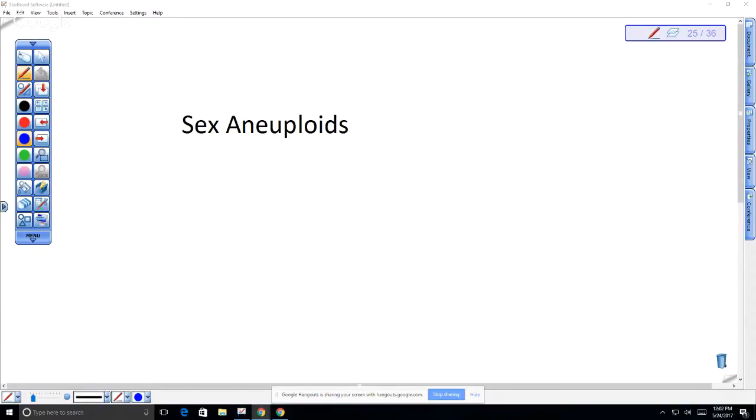We were talking about abnormal chromosome number, and so that is what is referred to as being aneuploid. So A means without a good number of chromosomes. And we talked about Down syndrome as an example of a regular aneuploid. But we also have sex aneuploids, and so this has to do with the sex chromosomes.